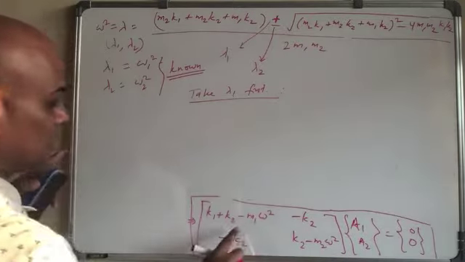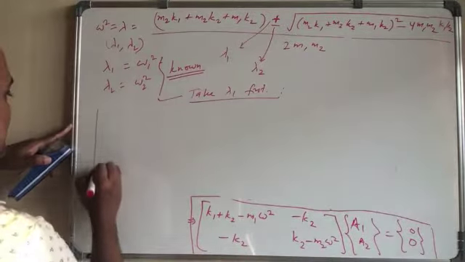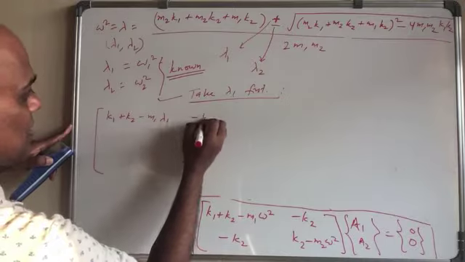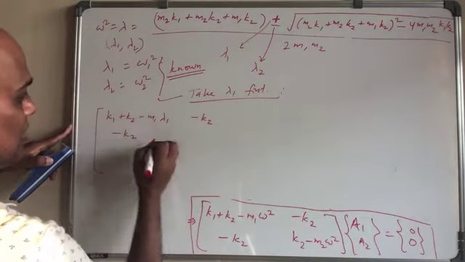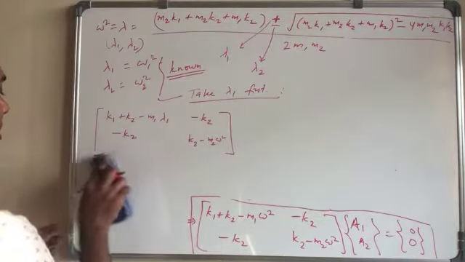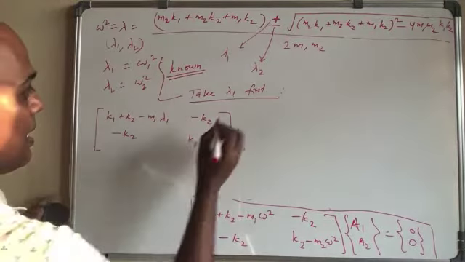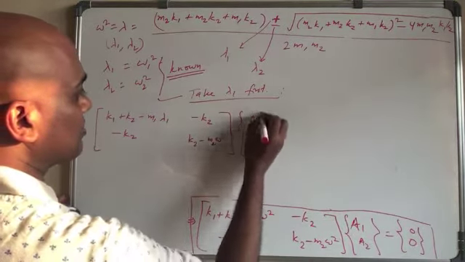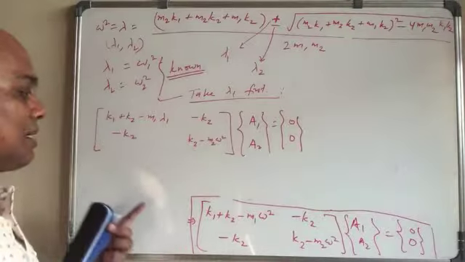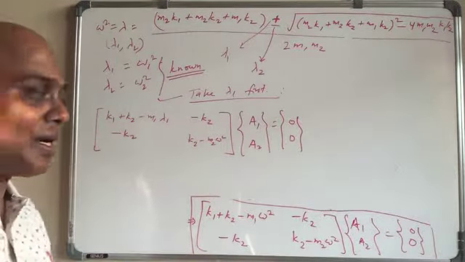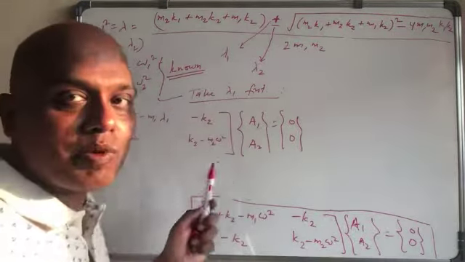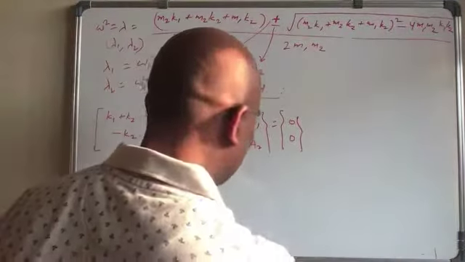And then what do we get? Okay, so we get k1 plus k2 minus m1 lambda 1, minus k2, here minus k2, k2 minus m2 omega square. So we have this, and then we have a1, a2, and this is equal to 0. So this is the equation we have, and we have to find out the solution. Okay, and how to find out? We will show for lambda 1 only, and similarly you can repeat for lambda 2.